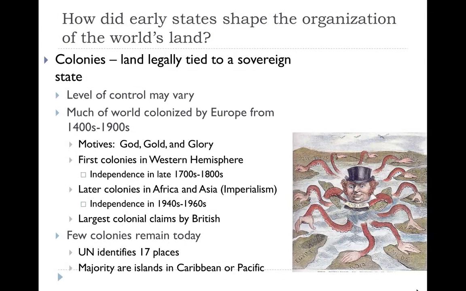Few colonies remain today. The United Nations does identify 17 colonies throughout the world that still exist, and most of those are islands in the Caribbean or the Pacific. They are still kind of protected by different countries around the world.